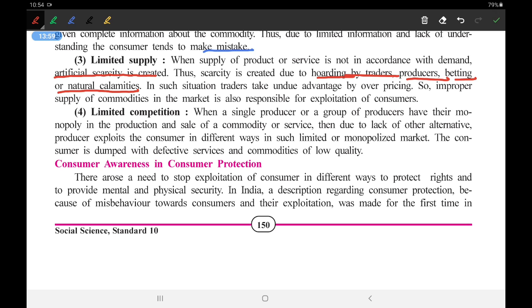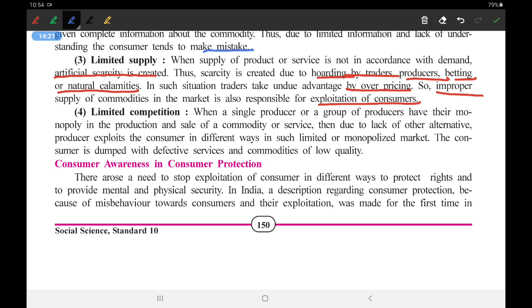In such situations, traders take undue advantage by overpricing. See, they take more money from the consumers for the things that they need. So improper supply of commodities in the market is also responsible for the exploitation of consumers. Next is limited competition.